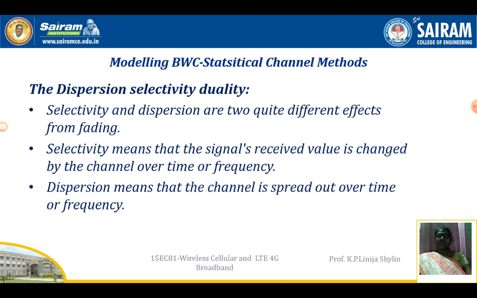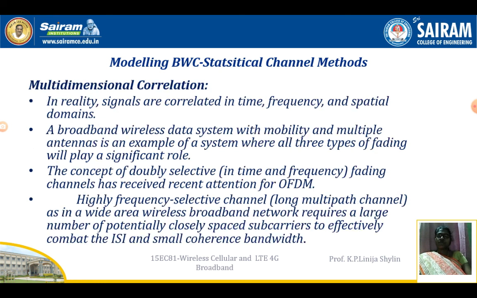Then the dispersion, selectivity, duality. Here selectivity and dispersion are two different effects. Selectivity is nothing but the signal's received value is changed by the channel over time or over frequency. But what do you mean by dispersion? That is nothing but the channel is spread out over time or frequency. So there are two differences: the signal's received value is changed over the time or frequency domain, and in dispersion the channel is spread out over time or frequency.